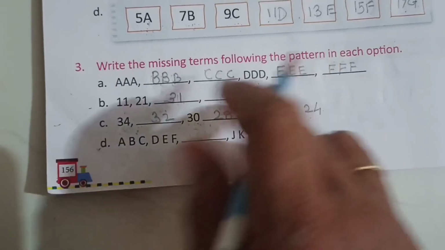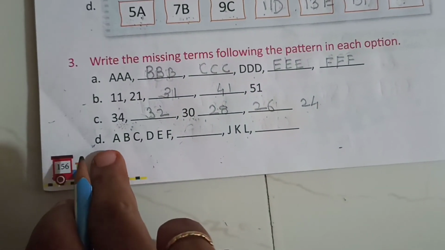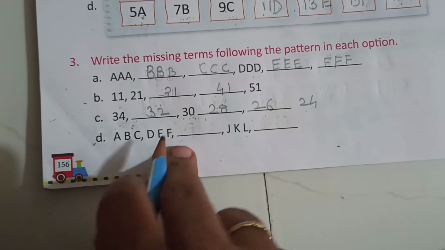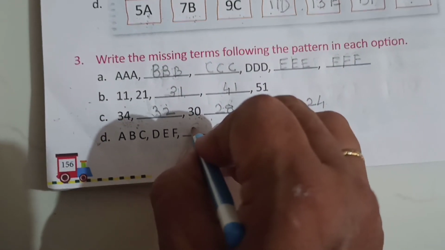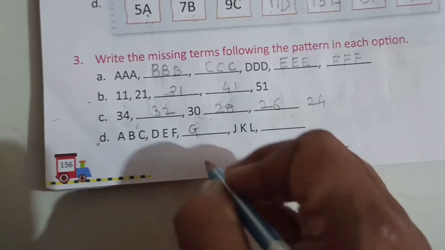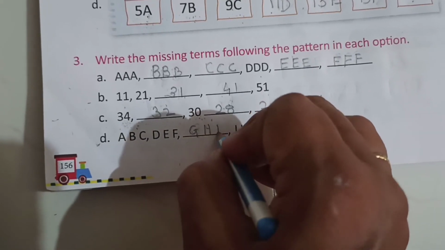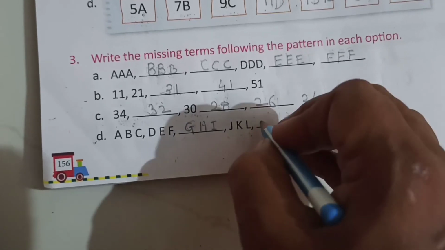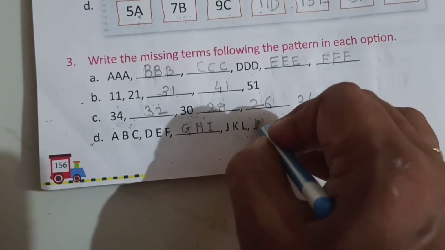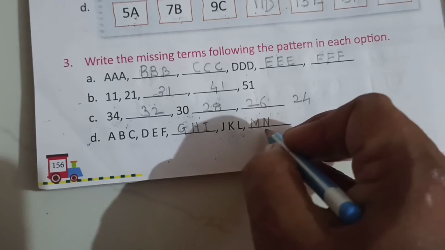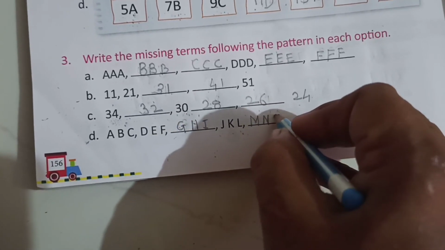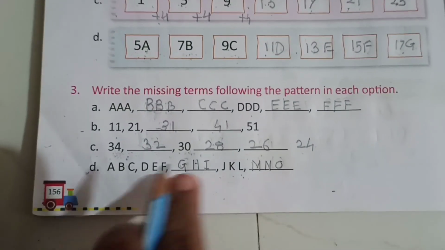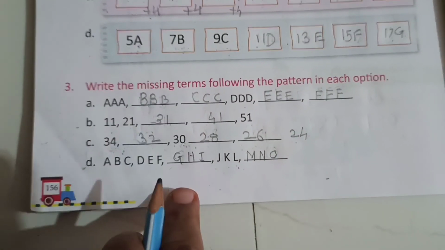Like this. Then here A, B, C, comma, D, E, F, comma, then after F, G, H, I, comma, J, K, L, comma, M, N, O. Children, complete this pattern.